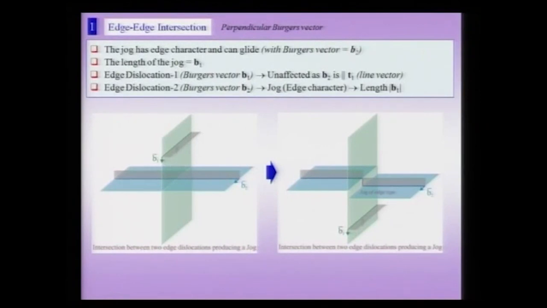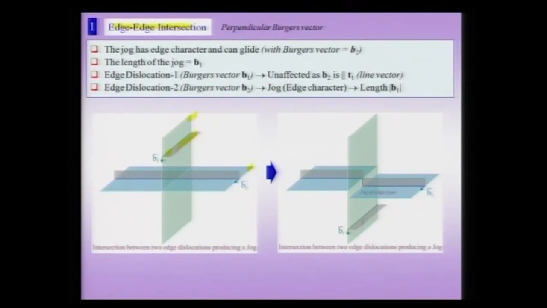The first one is an edge-edge interaction, an intersection between two edge dislocations which have perpendicular Burgers vectors. Let us consider two edge dislocations, with the extra half plane shown in grey color and the two slip planes marked in green and blue color. In this case, the green dislocation line, shown with a green Burgers vector, is moving downwards towards the slip plane which contains my blue dislocation line with a Burgers vector B2. This dislocation interacts with the horizontal dislocation line on which you have the Burgers vector B1 imposed.